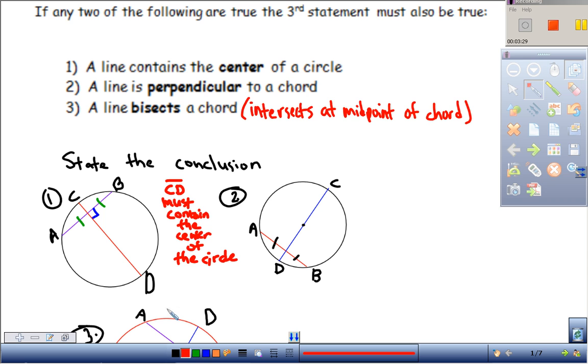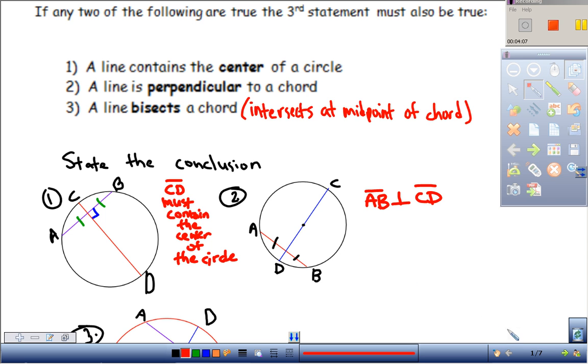Alright, so let's go with number two. Again, these are just quick examples to make sure you understand this triple theorem. Number two, I see a bolded dot. That is the center. That is number one. Check. I see tick marks. That means bisects. That is number three. Check. I do not see a right angle. And so, my conclusion would be that segment AB is perpendicular to segment CD. Or you could write that segment CD is perpendicular to segment AB.